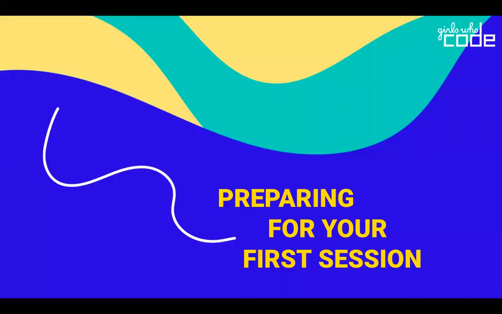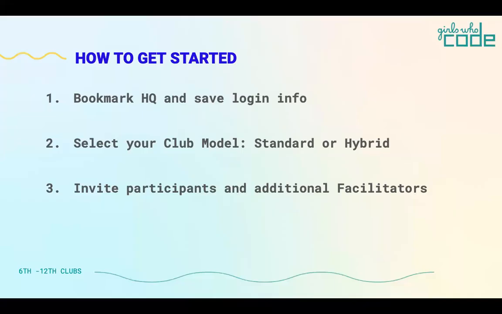So now that you have a sense of how clubs can run, let's go over how to get yours started. Here's that handy list to help you get ready. Save your HQ info to access everything you need when you need it. Decide if the standard or hybrid model will work best for your club. And grow your club with members and facilitators.